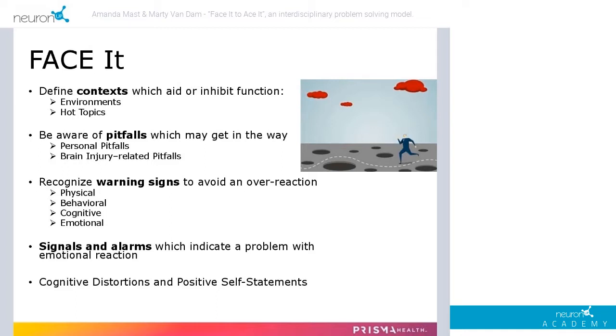The materials help us define and be aware of pitfalls which might get in the way. Those might be personal pitfalls, just the ways that we are built and things in our personality that could get in the way or impede effective problem solving. So for example, has the person always struggled to keep organized? Do they wait to the last minute? Do they struggle with self-confidence? Those might be things that, regardless of whether you've had a brain injury, would get in the way of effective problem solving.